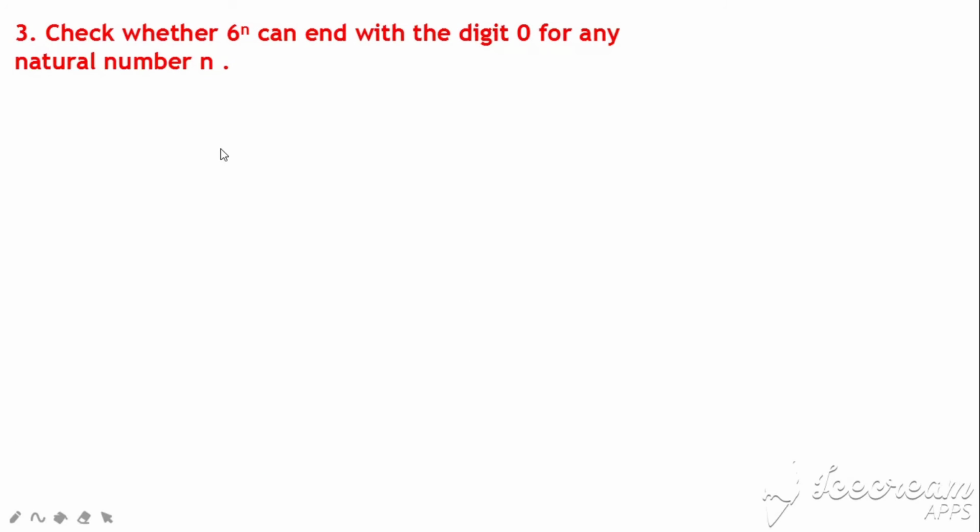Now moving on to the third question, which is: check whether 6 power n can end with the digit 0 for any natural number n. We need to check whether 6 power n, for any natural number n, can end with the digit 0. So 6 power n can be 6 power 1, 6 power 2, 6 power 3, and so on. So we need to check whether 6 power n can end with the digit 0. So let us look into the solution now.